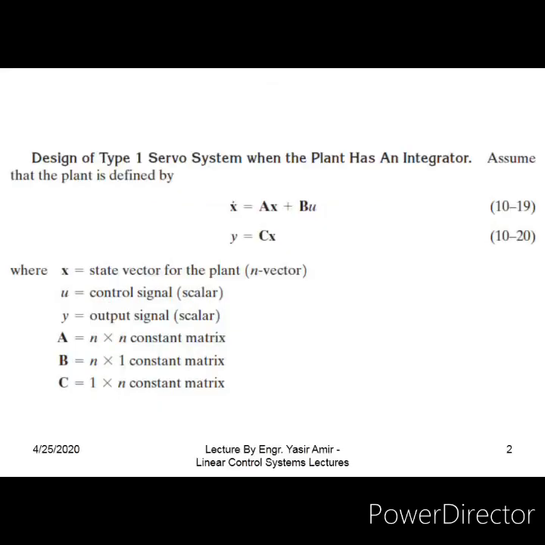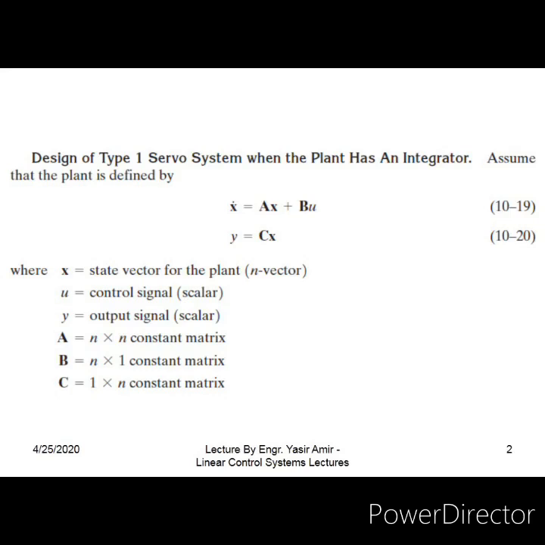Now, for your revision, with what we have seen in the previous lecture, that is lecture number 15, a type 1 servo system is that system which has a free integrator in its loop gain. We have seen in our last class that in order to control this type of system, we can use the concept of state variable feedback control for a regulator.